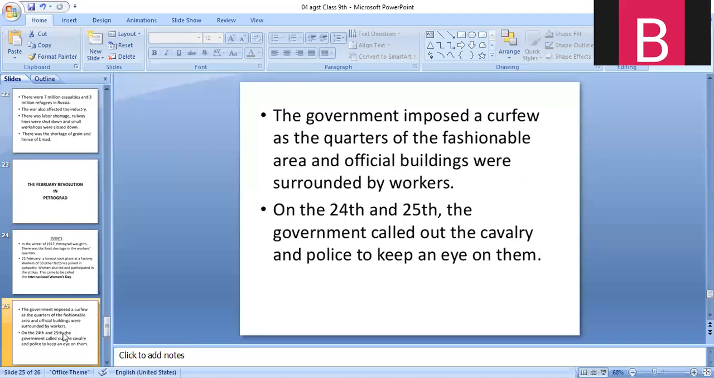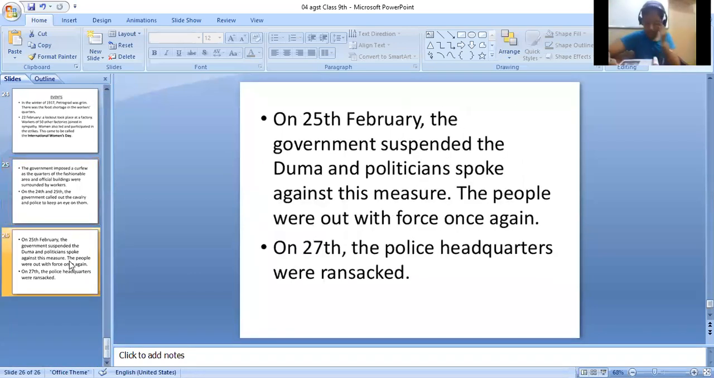On Sunday, the 25th February, the government suspended the Duma. Politicians spoke out against the steps. Demonstrators returned in force to the streets on the 26th. On the 27th, the police headquarters were ransacked. The streets thronged with people raising slogans about bread, wages, better hours, and democracy.